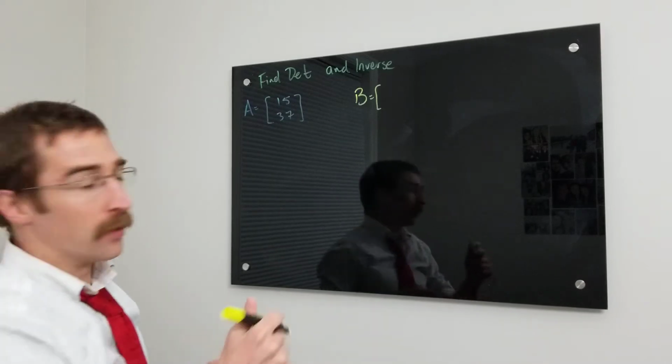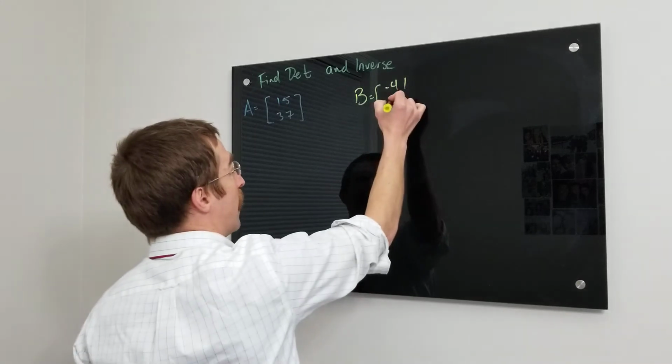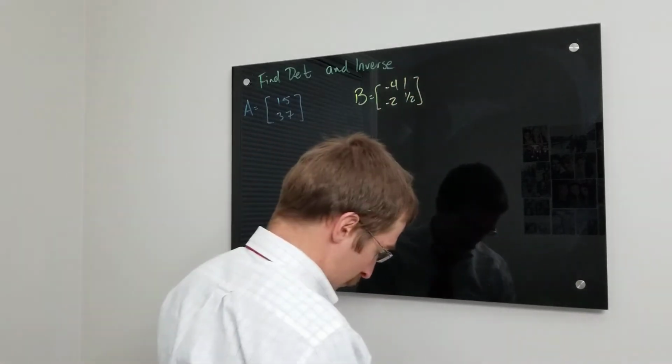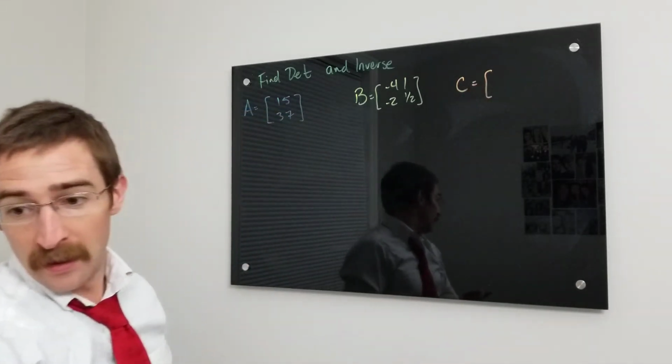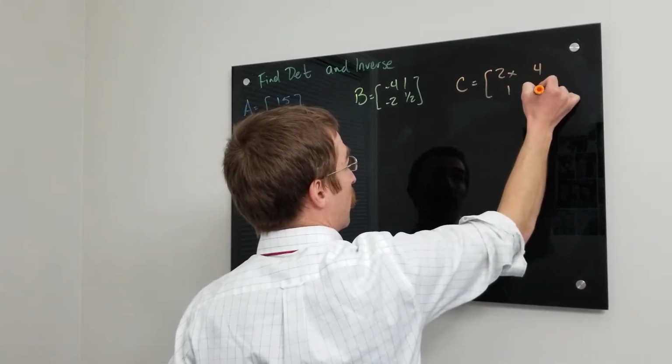Is negative 4, 1. Negative 2, 1/2. And then matrix C is 2x, 4, 1, and x.